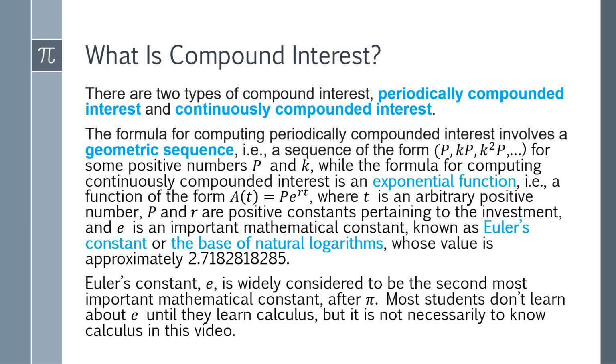important mathematical constant known as Euler's constant, or the base of natural logarithms, whose value is approximately 2.71828182885. Euler's constant E is widely considered to be the second most important mathematical constant after pi. Most students don't learn about E until they learn calculus, but it is not necessary to know calculus in this video.